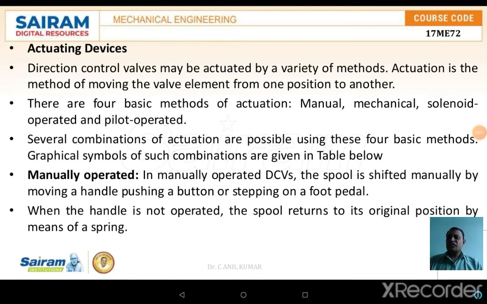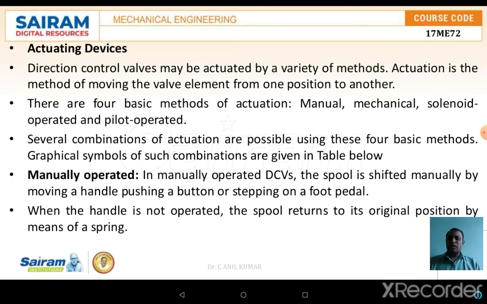Welcome back to the session on the actuating devices and the different types of DCV valves. Actuating devices: as we know, the DCV valves are to be actuated for the flow of the fluid, or it may be pneumatic. Here in this case, what we are discussing is with respect to the fluids, or it may be the oils. Actuation is a method of moving the valve element from one position to another.